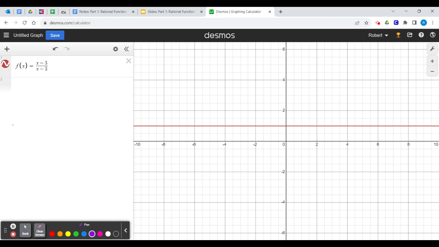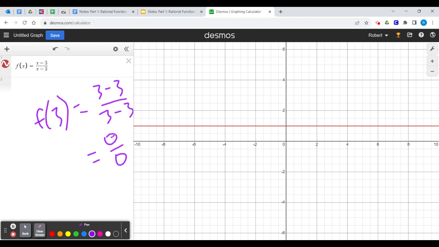If we were to still plug in 3, we would have 3 minus 3 up top over 3 minus 3 on the bottom, and that's equal to 0 divided by 0. Even though we have that 0 up top, we still can't divide by 0 on the bottom, so it would still be undefined.